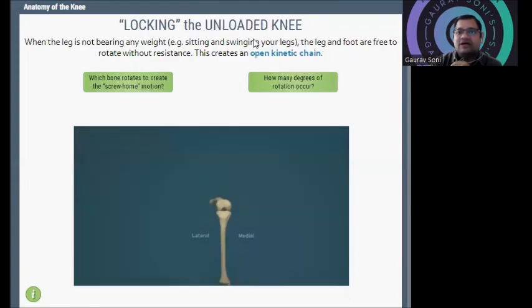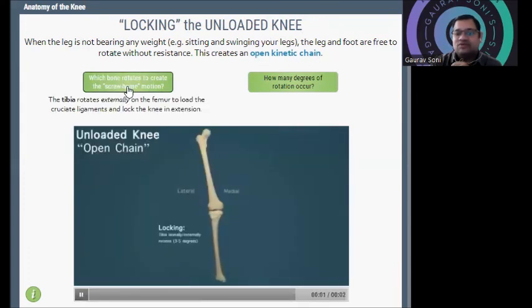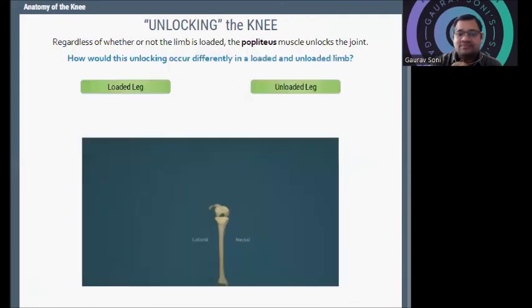Next one, locking of the unloaded knee. When the leg is not bearing weight, for example when you are sitting or swinging your legs, this is an open kinetic chain. So which bone is going to help? Now, this lower part, that is the tibia, is going to help in the locking. And how many degrees? Again, the degree will be the same, 3 to 5.